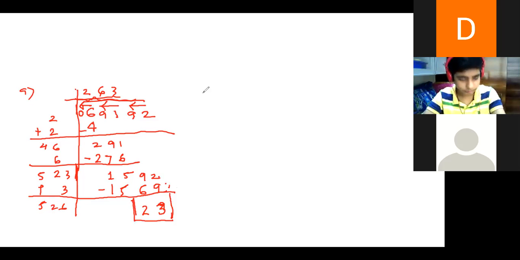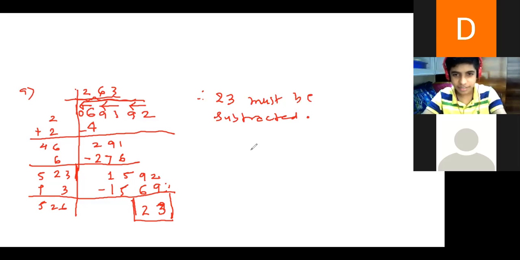Yes. So therefore, 6192 when subtracted with 23 will become a perfect square of 263. Yes, sir, 263 is a perfect square. So 23 must be subtracted to make a perfect square. So the answer of the subtraction is a very weird number, means it's a mirror image from both sides. Okay, 23 must be subtracted.